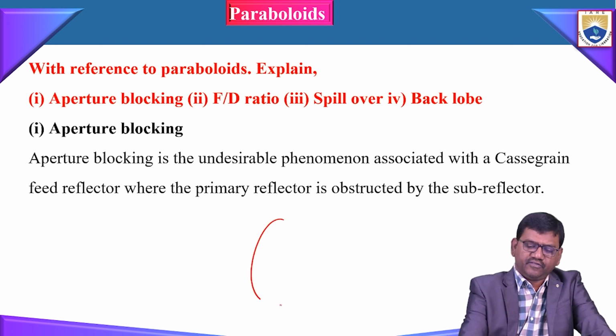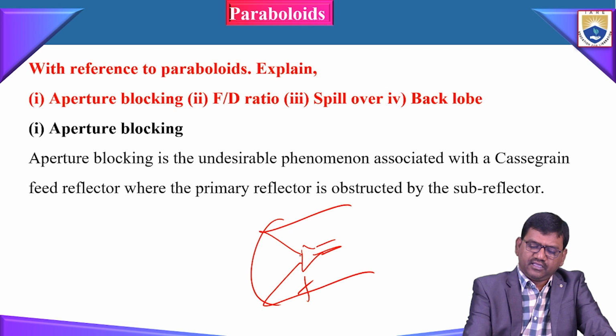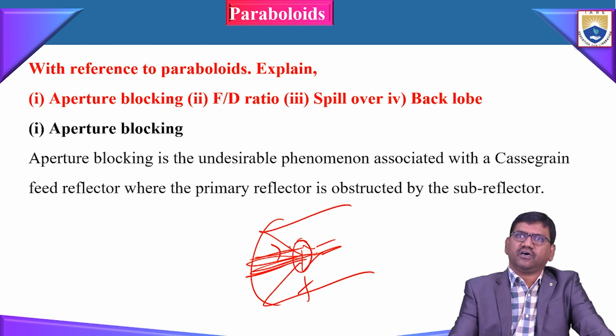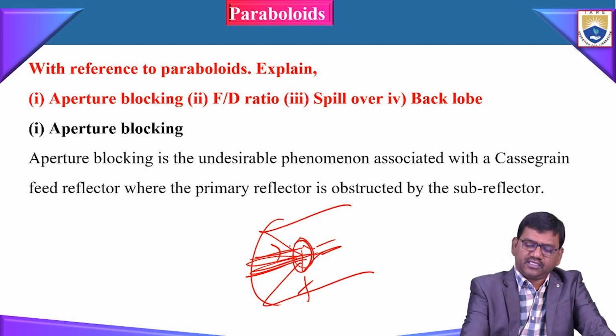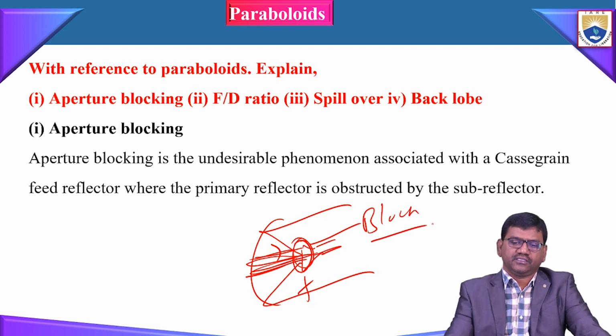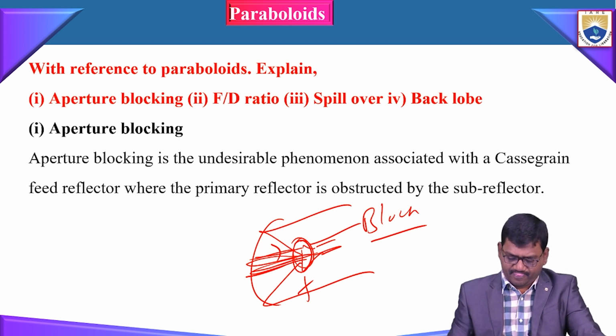In most cases, when we design an antenna, exactly at the focal point we place a horn antenna. All the rays are reflected, and some portion of the rays come back towards the reflector, touching the horn antenna. Here the blocking occurs. This is known as aperture blocking. It is an undesirable phenomenon associated with the Cassegrain reflector, where the primary reflector is obstructed by the sub-reflector.